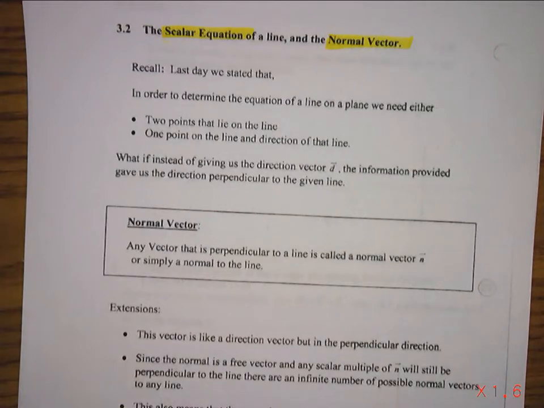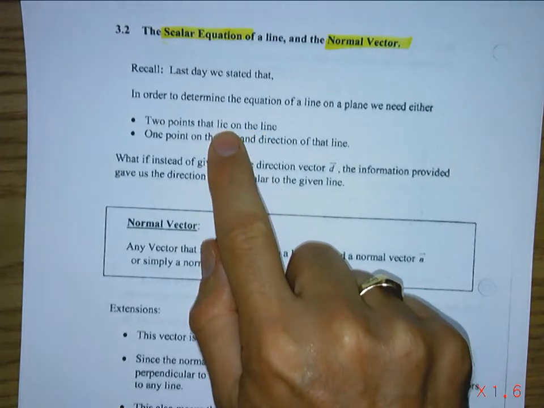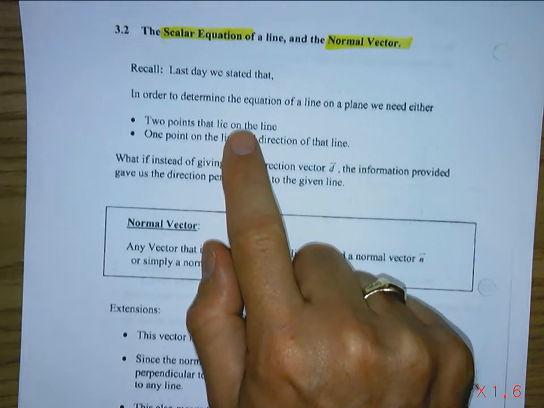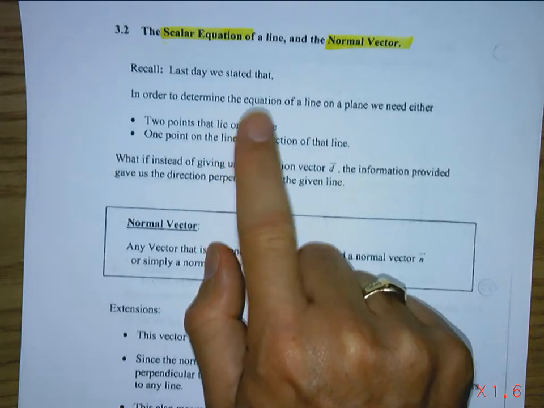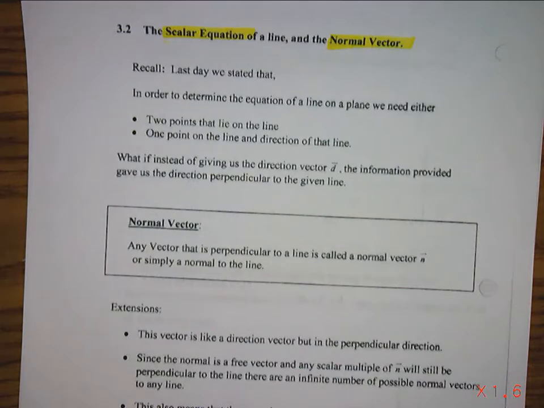Recall from last day, we discussed that in order to determine the equation of a line on a plane, we need either 2 points on the line, in which case we will determine a direction vector and use one of the points. Using those two pieces of information, put them together for the vector equation of a line. Or 1 point and the direction vector, in which case we don't have to create the direction vector. It's already given to us, and we're good to go.